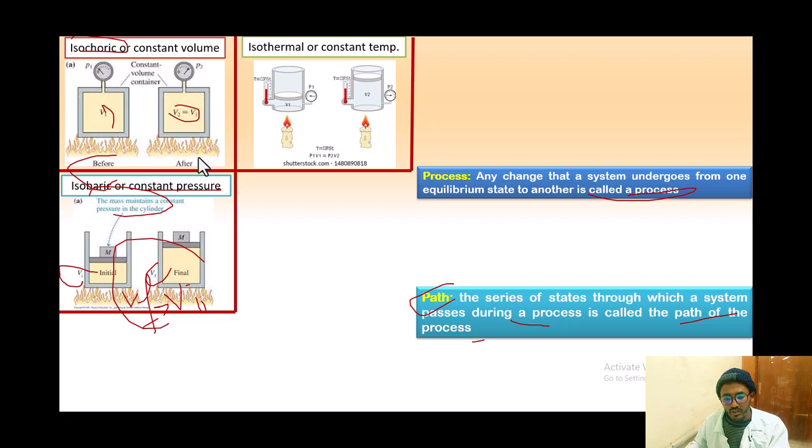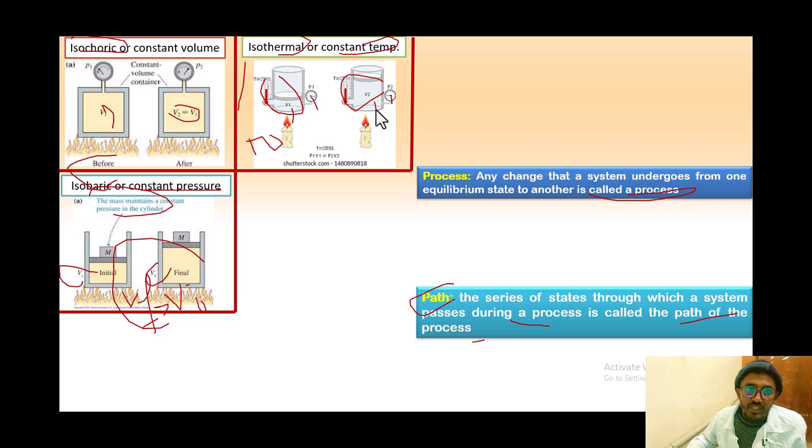The third one is isothermal, or constant temperature. Isothermal means, as its name indicates, the temperature is constant. So we can say the temperature here and the temperature here are similar, even though the pressure is different and the volume here and the volume here is different, but still the temperature is the same. So we call it isothermal. So we've seen three processes. The first, isochoric, means constant volume; isobaric means constant pressure; isothermal means constant temperature.